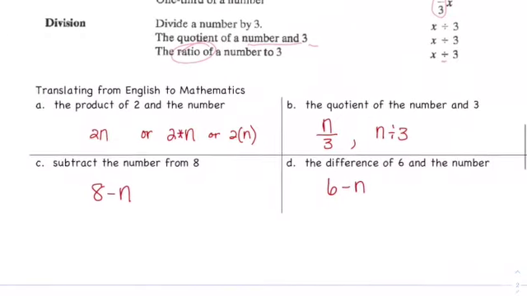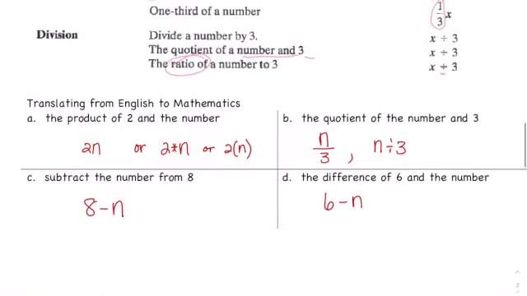So those are the answers for the examples. Please double check. Notice that I actually have a couple of ways to write down the product of 2 and a number. Those are 2n, or 2 times n, or 2 times parenthesis n. And same thing with the quotient, that's n divided by 3 written either way. Either way is totally okay with me.